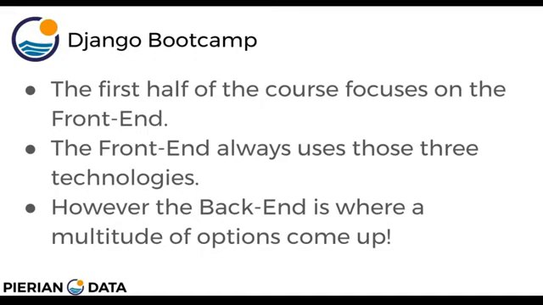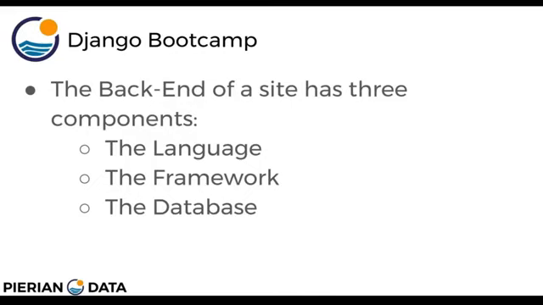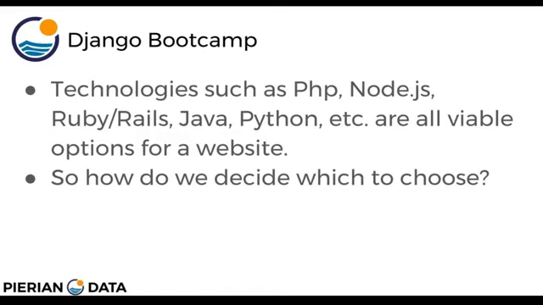Okay, so the first half of this course is going to focus on the front end. And the front end, in some way, is always going to use those three technologies. However, it's the back end where a multitude of options come up. So the back end of a site has three components: the language you choose for the back end, the framework you choose for that language, and then the database you want to connect to. Technologies such as PHP, Node.js, Ruby on Rails, Java, Python, etc. are all viable options for a website.